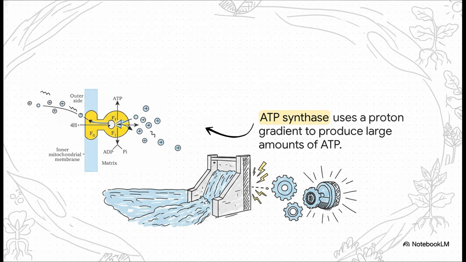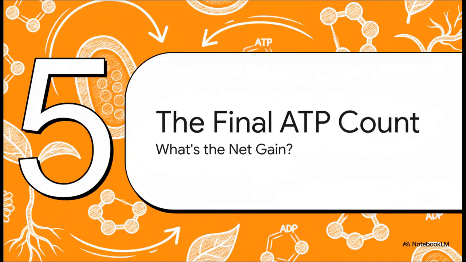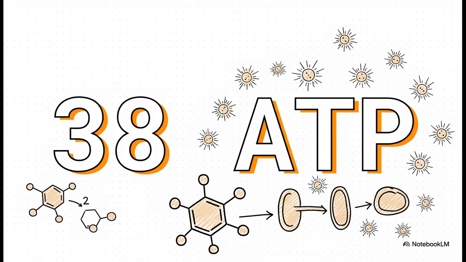It's absolutely brilliant. So, after all of that, glycolysis, the Krebs cycle, the electron transport system, it's time for the final accounting. What's the grand total? How much energy did we get from just one single molecule of glucose? Are you ready? The grand total is 38 ATP molecules. Wow, a whopping 38 ATPs from just one little glucose molecule.